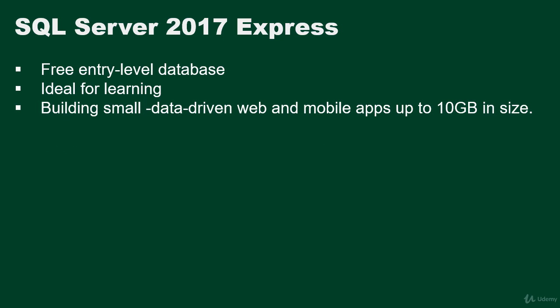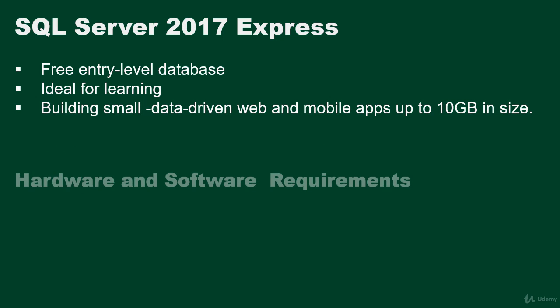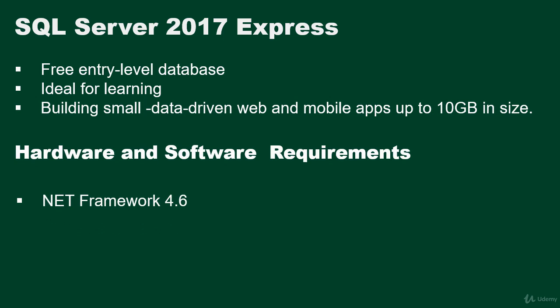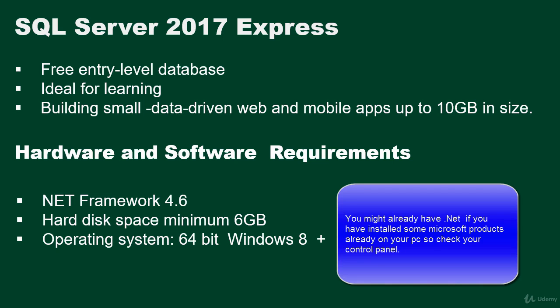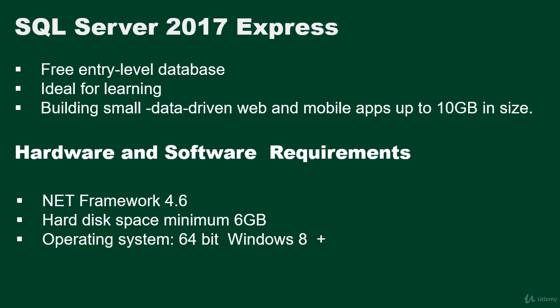Before you can install SQL Server Express, there are some very basic hardware and software requirements. The first is that you must have the .NET Framework on your machine, a minimum of at least 4.6 or higher. For hard disk, you need a minimum of 6 gigabytes of disk space. You need a 64-bit operating system, and the operating system will be a minimum of Windows 8 and above. So you must have Windows 8 and above, and it must be 64-bit in order to install SQL Server Express 2017.